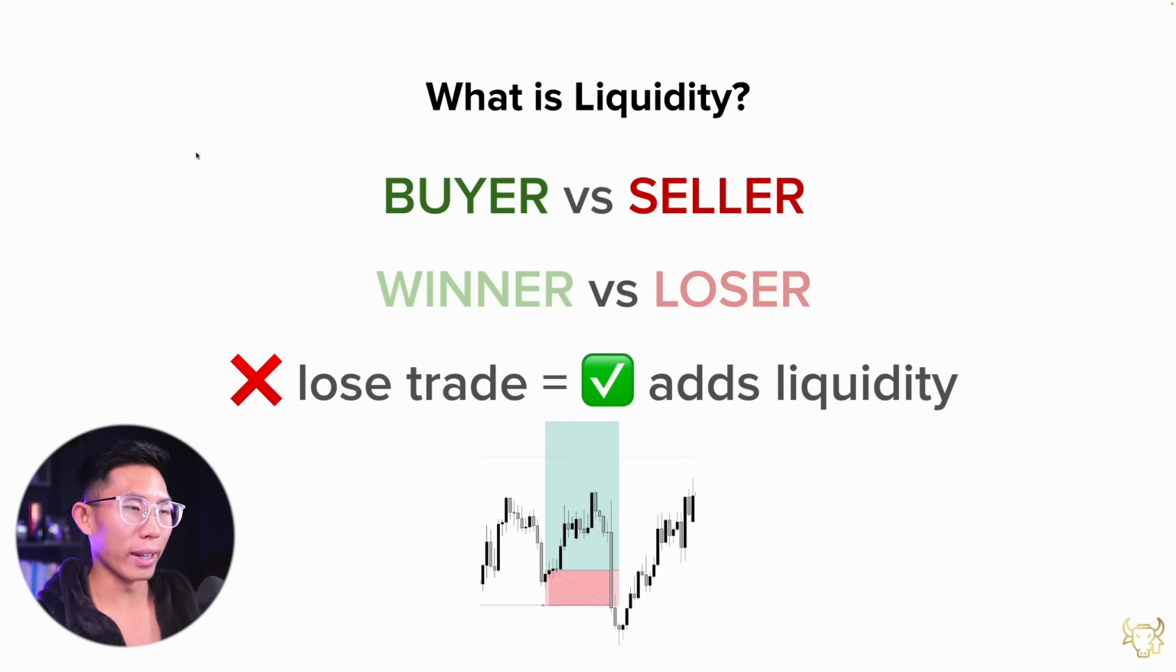So this is what it kind of looks like, right? You are a retail trader, you get your trade stopped out because smart money is smart enough to know where your stops are and purposely pushes the price down to trigger your stop loss. You lose your hard-earned money and they make a lot of money.